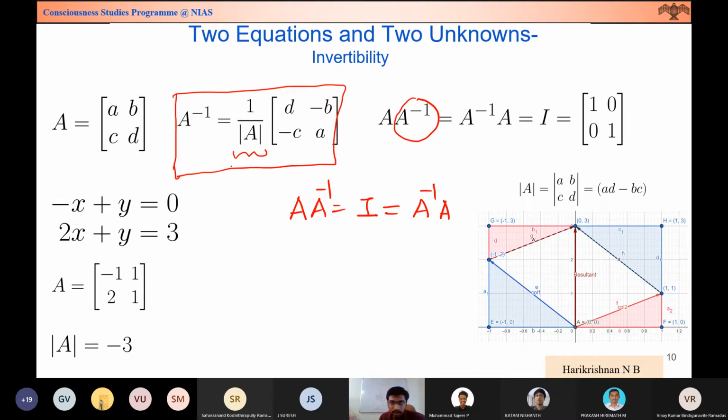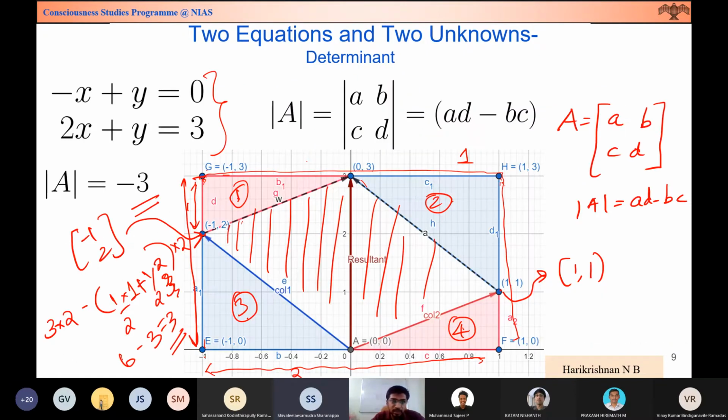Hello. Can I interrupt for a second? Yeah, sure. The determinant equal to -3, the area is minus. So what does it mean? Oh, the negative sign, right?